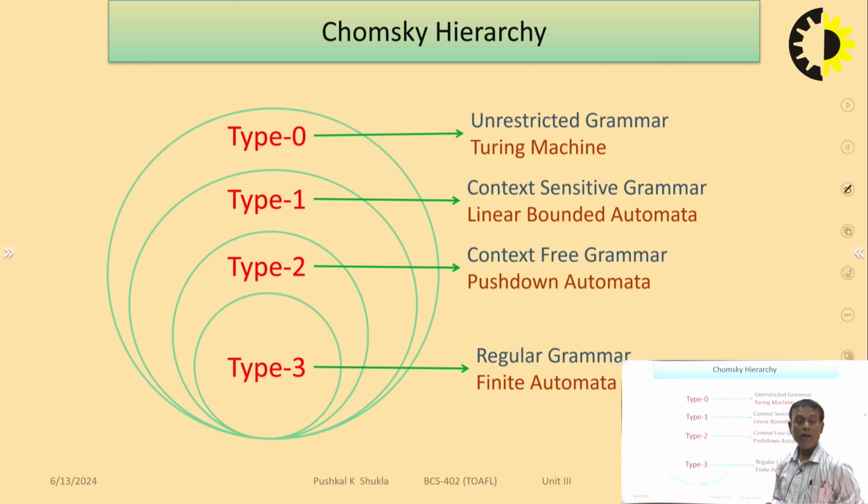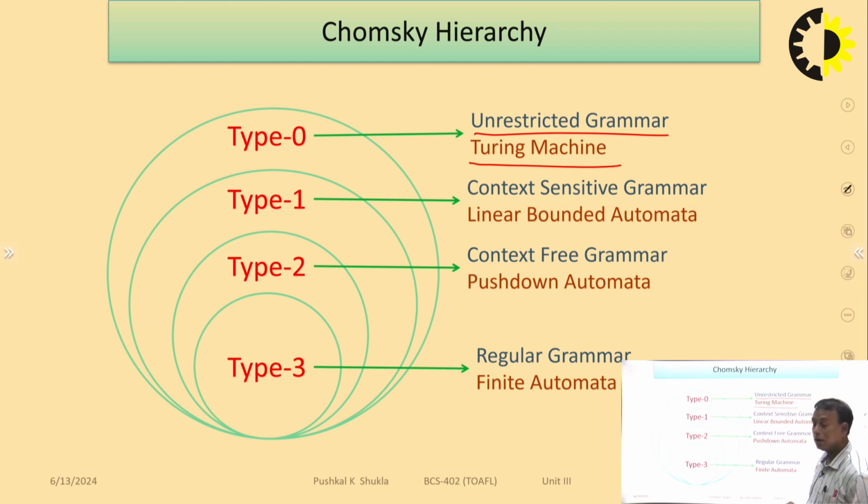Grammar is classified in 4 ways. Chomsky classified grammar into 4 types, that is type 0, type 1, type 2 and type 3. Type 0 grammar is also known as unrestricted grammar, and it is accepted by the Turing machine. There is no restriction in the grammar, so for the production rules written in type 0 there is no restriction. This type of grammar is accepted by the Turing machine.